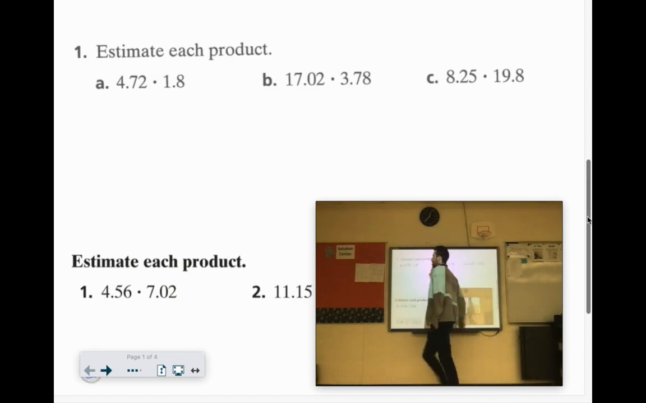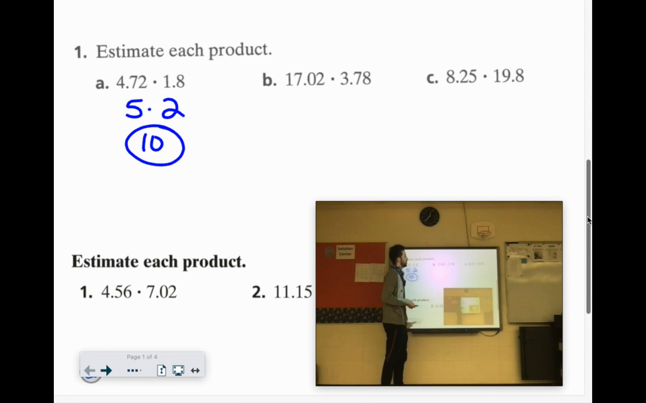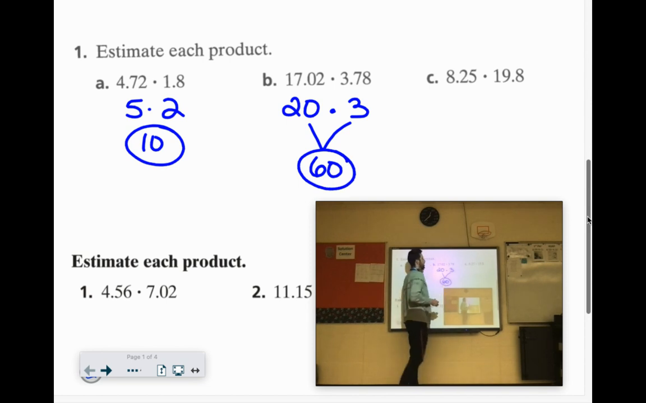4.72 times 1.8. Let's call it 5 times 2, which is 10. 17.02 times 3.78. Again, you can round to 17, and that's fine, but not many people know their multiples of 17, so let's even round it to 20. Now we bumped that up quite a bit. So you could, in turn, bump down your 3.78 to like 3. 20 times 3 would give us 60, and again, we're just looking for estimates.